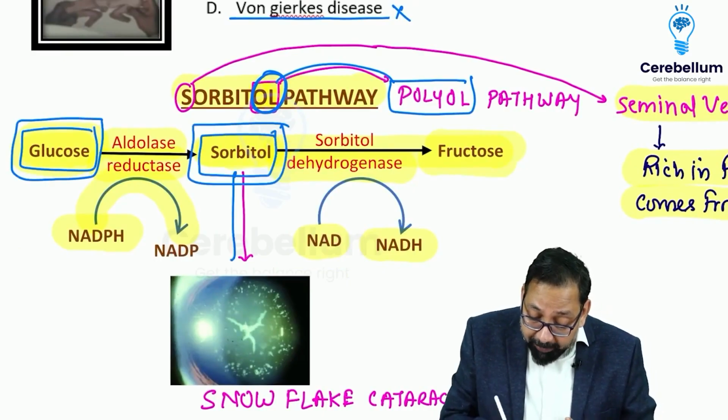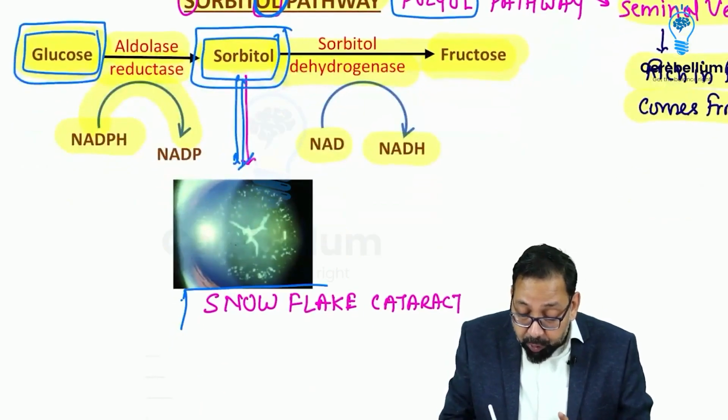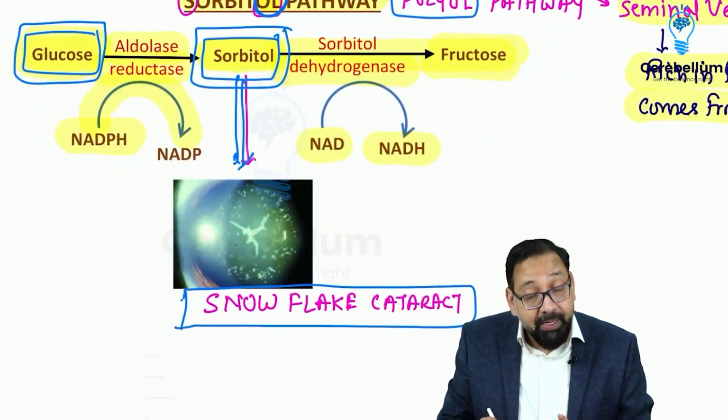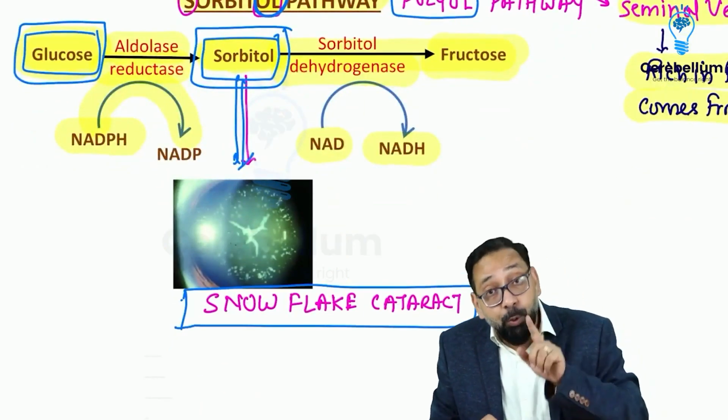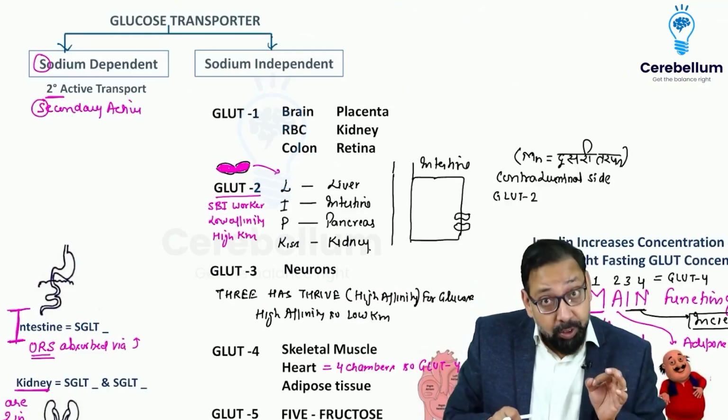This sorbitol accumulates in the lens to produce snowflake cataract. Snowflake cataract is due to accumulation of sorbitol. Now we come to glucose transporter.